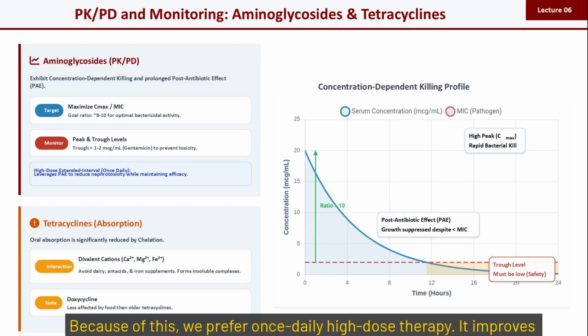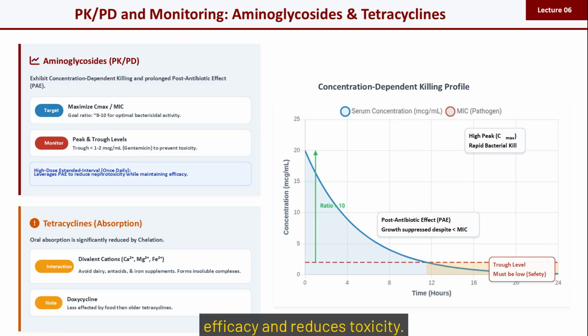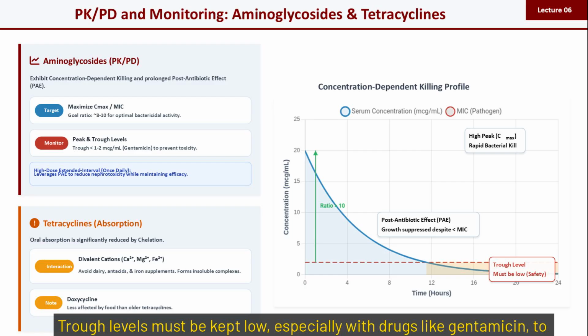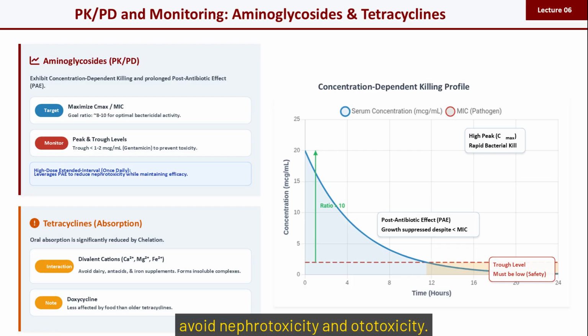Because of this, we prefer once-daily high-dose therapy. It improves efficacy and reduces toxicity. Now comes monitoring, which is very important. We measure peak level → to ensure efficacy. Trough level → to prevent toxicity. Trough levels must be kept low, especially with drugs like gentamicin, to avoid nephrotoxicity and ototoxicity.